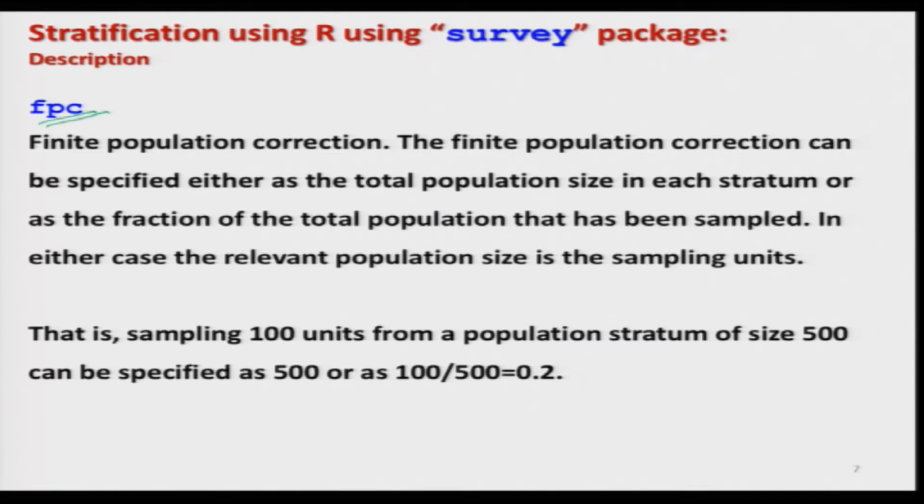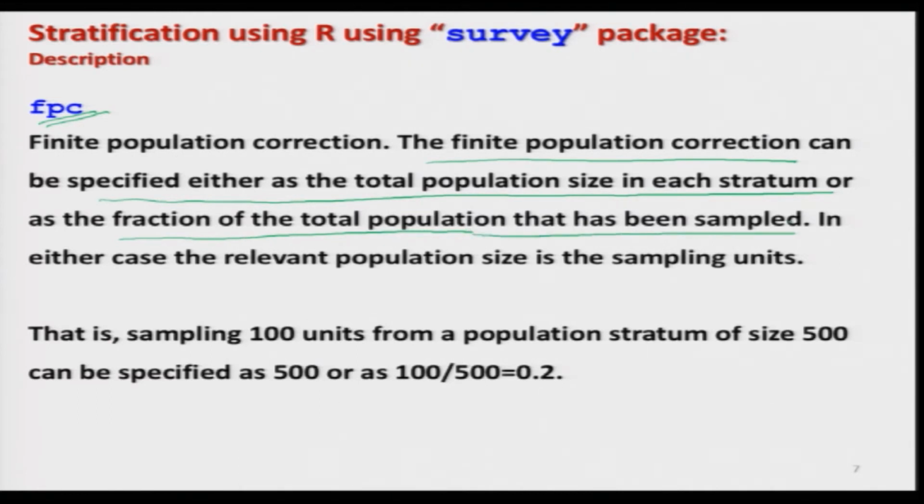If you remember, we had discussed it in the case of simple random sampling. So, this is important for us. The finite population correction can be specified either as a total population size in each stratum, or it can also be expressed as a fraction of the total population that has been sampled. In either case, the relevant population size is the number of sampling units.